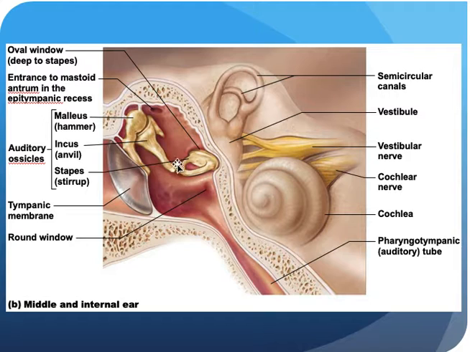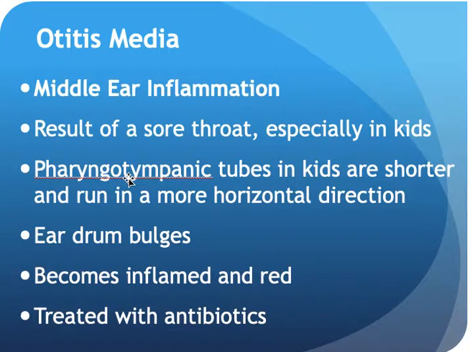So malleus, incus in the middle, stapes goes with the oval window, and the malleus goes with the tympanic membrane, okay? Okay, so now we get otitis media.